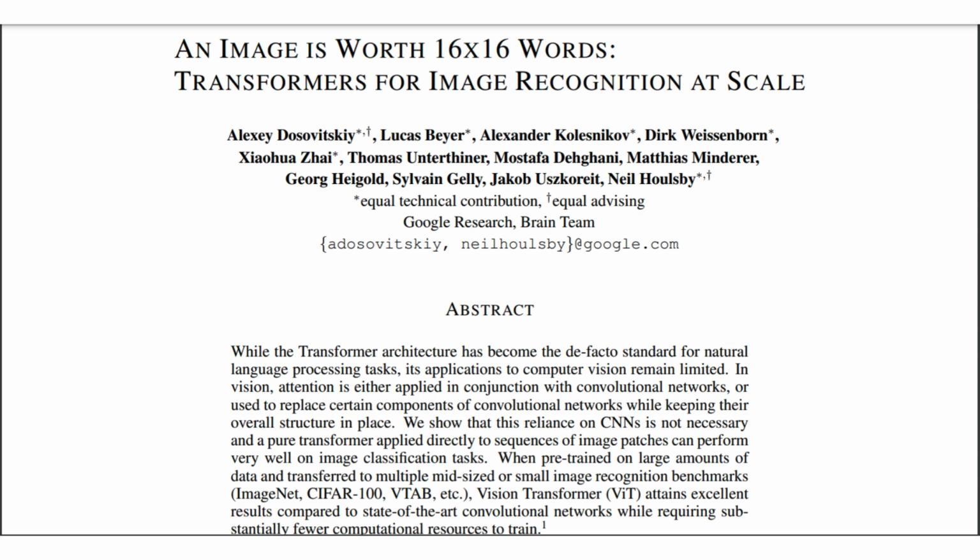So, by treating image patches like words in a sentence and using self-attention, vision transformers can capture complex relationships between different parts of an image. This approach represents a significant shift from the local, hierarchical processing of CNNs to a more global, relationship-focused approach inspired by language models.